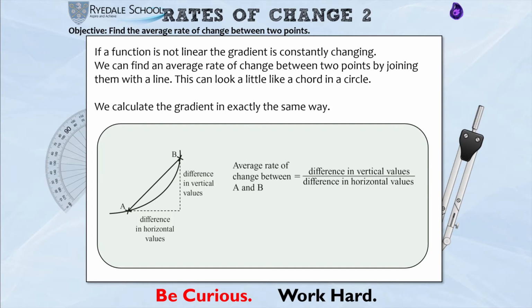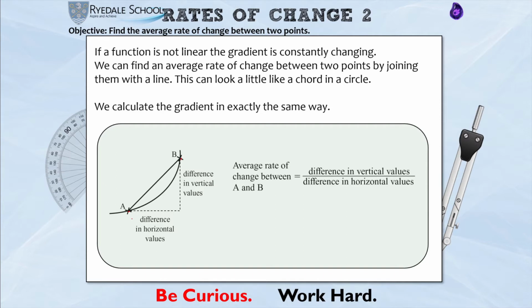So as I've said, if a function is not linear, in other words, it's a curve, the gradient at any point on that curve is constantly changing. So as you can imagine at B, where the curve is steep, the gradient is going to be much larger than at A, where the gradient is shallow.